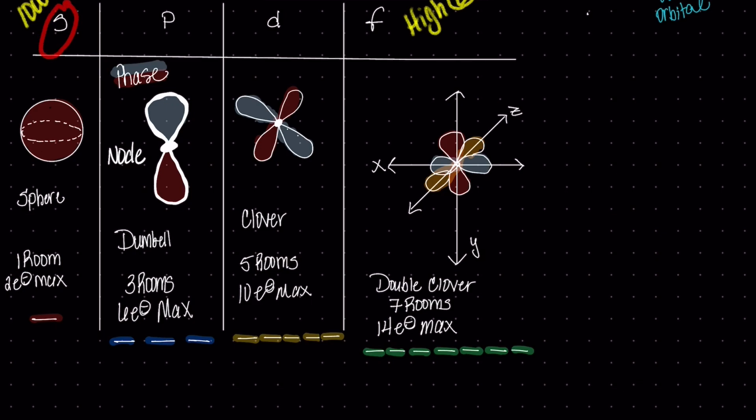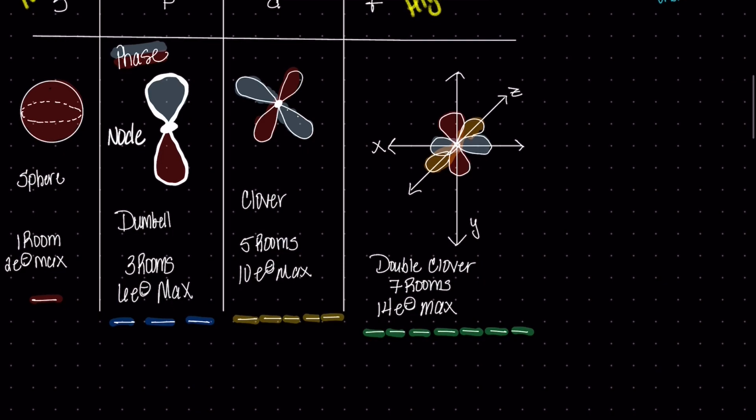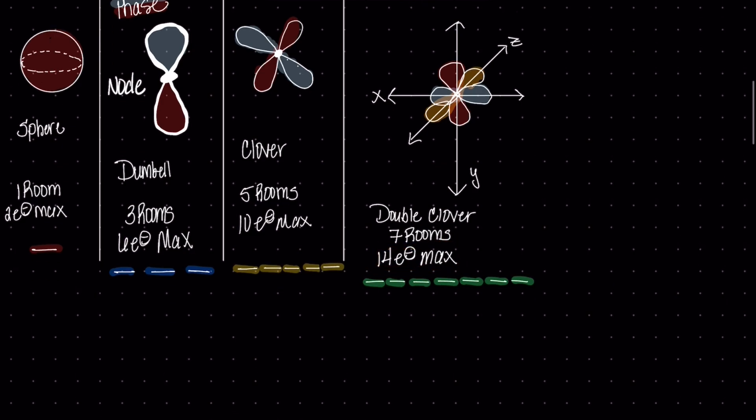However, there are some limitations in how they're arranged. If you're in an s orbital, all you can occupy is one orbital, or one room, with 2 electrons max. And if you're in a p orbital, where you can have all of this motion, you have 3 rooms, or 3 orbitals, that can hold 6 electrons max. In a d orbital, you have this clover idea, where you have 5 rooms or 5 orbitals, and you have 10 electrons max. And in the f orbital, you have a few different options. That's the most complex system we have here. It's called a double clover with 7 orbitals, or 7 rooms, with 14 electrons max.